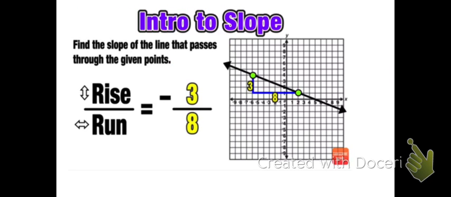Remember, slope, if you're given a graph, is rise over run. Slope is how far you're moving up and down over how far you're moving left to right. If it's going down, it's negative. If it's going up, it's positive.